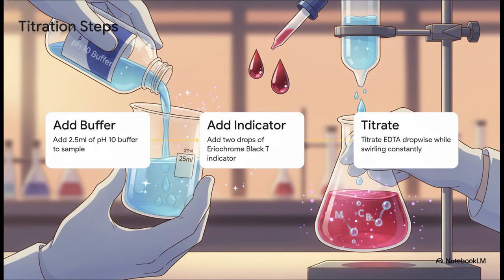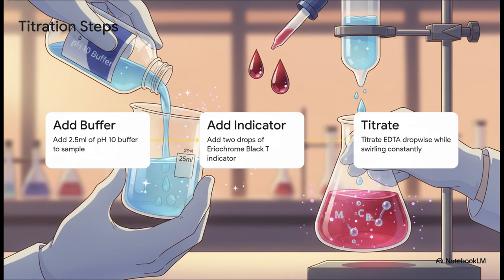The moment those drops hit the water, if there is any calcium or magnesium present, the entire solution instantly turns a deep, vibrant wine red color. Step 3 is where the magic happens. We begin titrating. We open the burette to let the EDTA drip into the flask drop by drop, swirling constantly. The EDTA is actively binding to those hard water minerals.